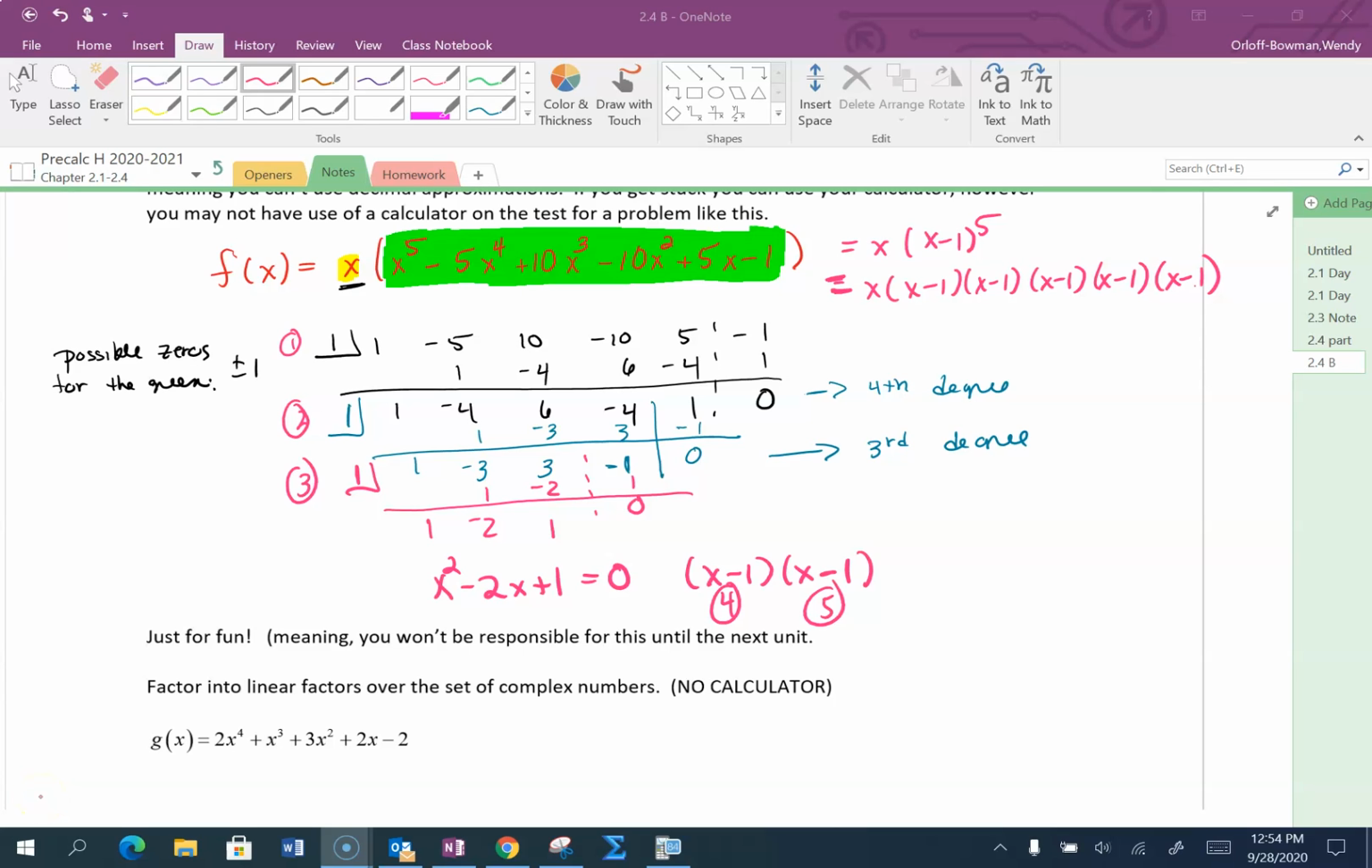I'm going to skip this just for fun one. It's coming up in the next unit when we go beyond the rational zeros and the irrational zeros. We add in complex, which are rational, irrational, and imaginary.